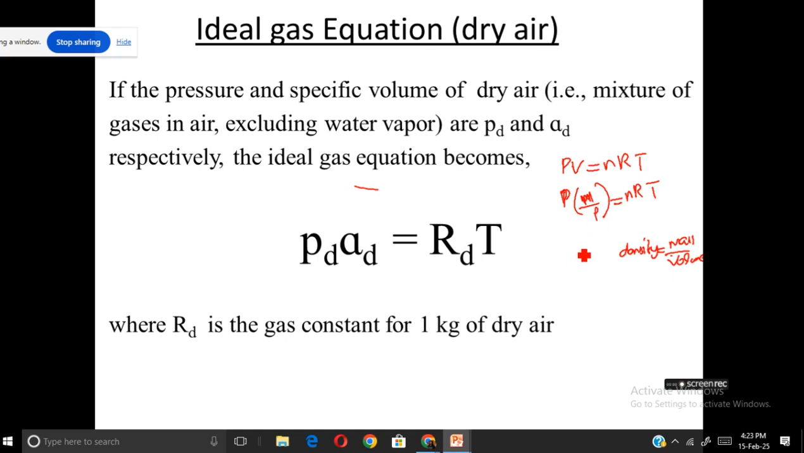We are considering the ideal gas law for 1 kilogram of dry air. So it will be P by rho is equal to RT, or P is equal to rho RT. We can write P into 1 by rho is equal to RT. This 1 by rho is defined as alpha, which is the specific volume of the gas. So P is equal to rho RT reduces to P alpha is equal to RT, where alpha is the specific volume of the gas.